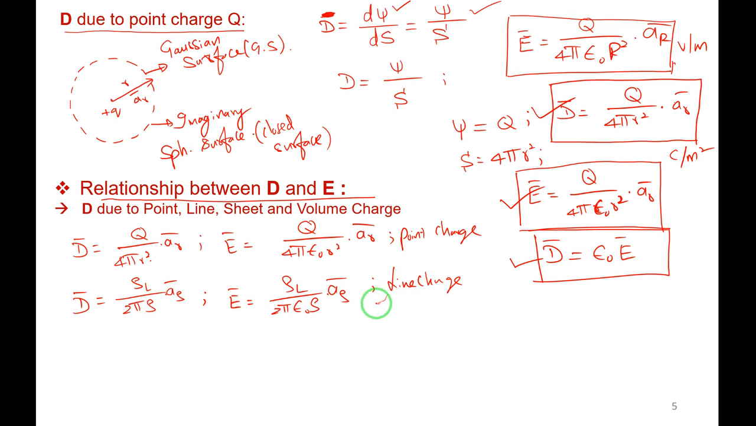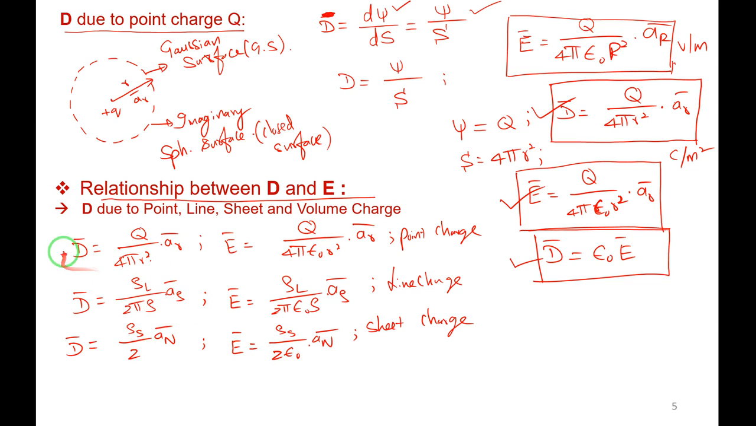Then sheet charge we will take. For sheet charge, E is rho s by 2 epsilon naught into an, the unit normal vector. Then we know the relationship between D and E. Just multiply epsilon naught for this. Then the electric flux density due to infinite sheet charge is given by rho s by 2, epsilon naught will get cancelled, rho s by 2 into the unit normal vector.